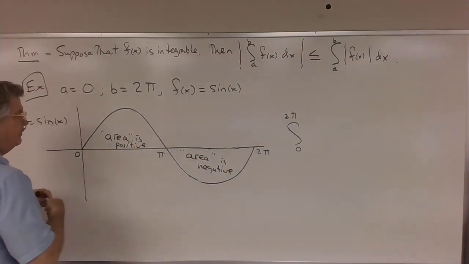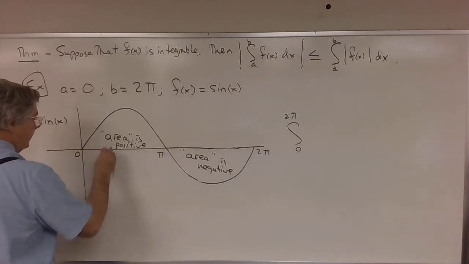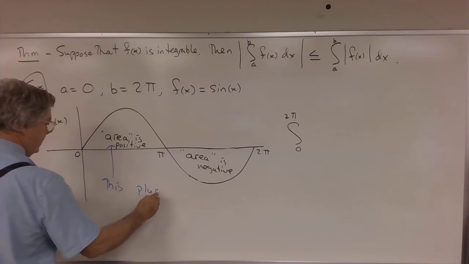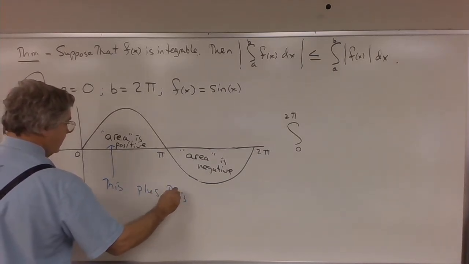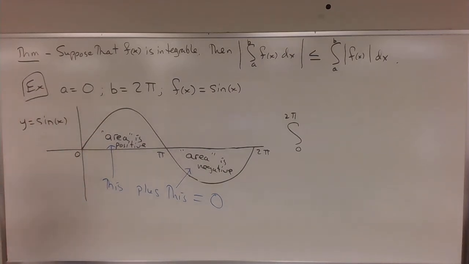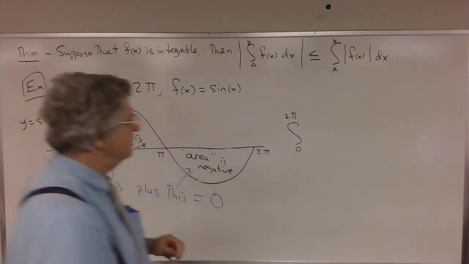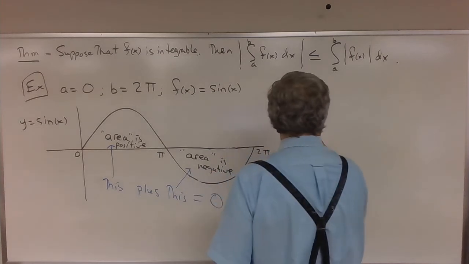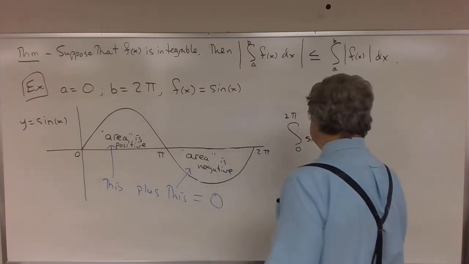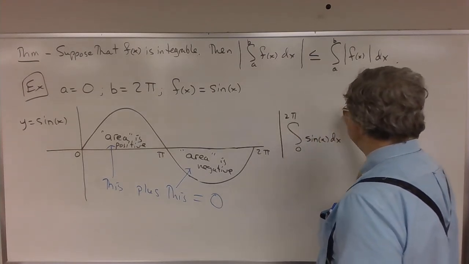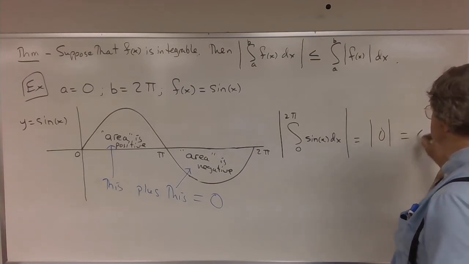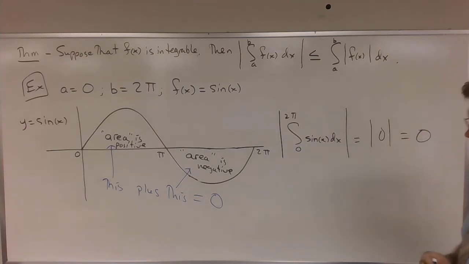So how should I say this? We add those two things together, we get 0. So the absolute value of the integral of sine of x is the absolute value of 0, which is 0.